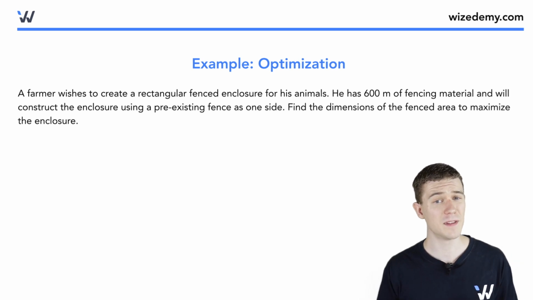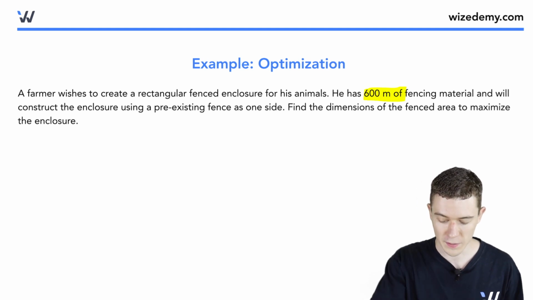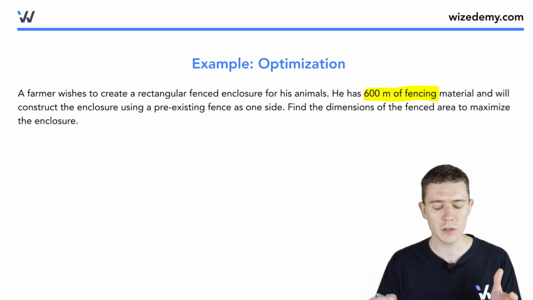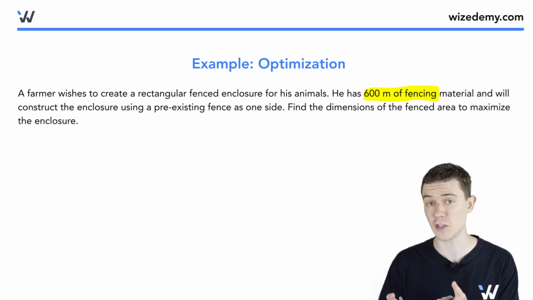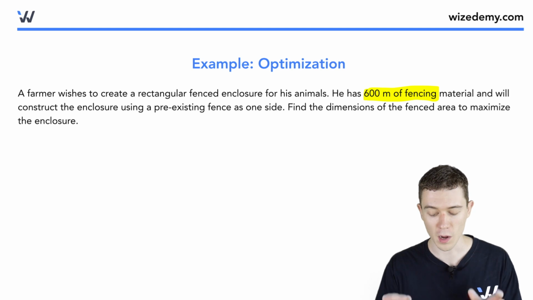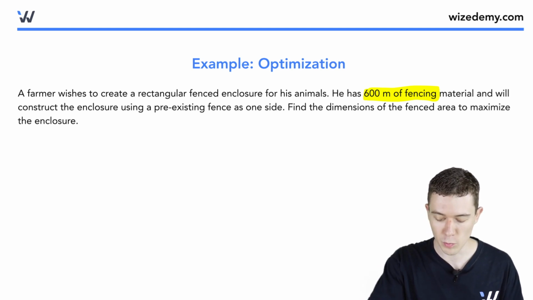A classic optimization problem: we have a farmer who's making a rectangular enclosure for his animals. He has 600 feet of fencing and is going to use a pre-existing structure as one side of the fence. Find the dimensions of the fence that will maximize the enclosure. In other words, we want to maximize the area of this pen.